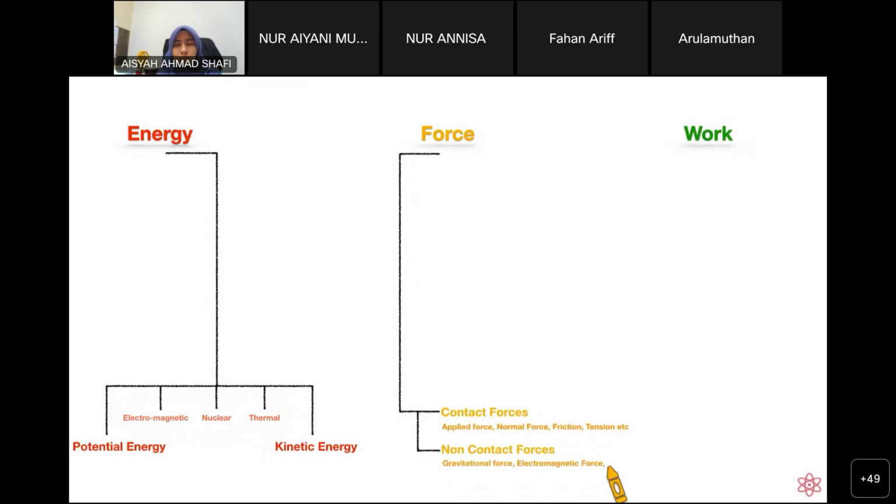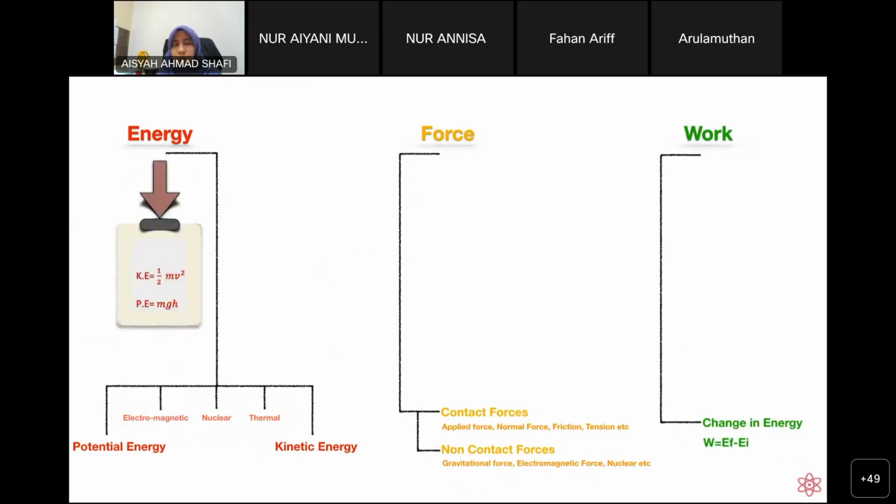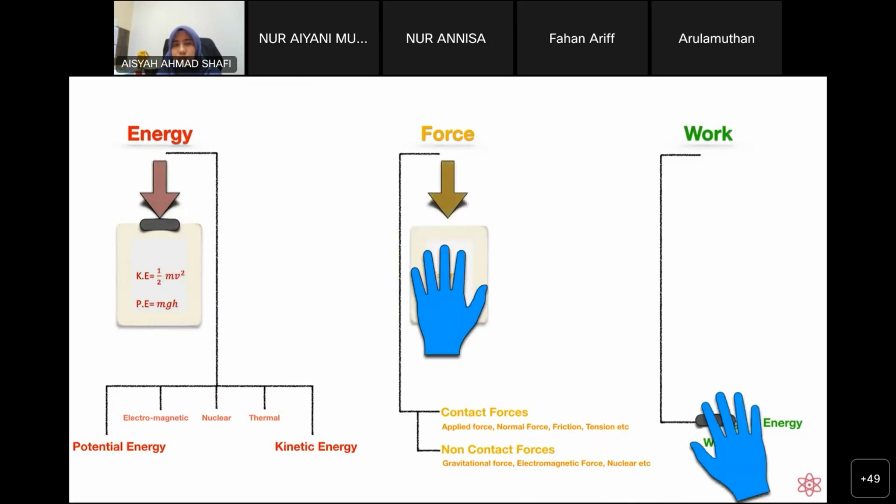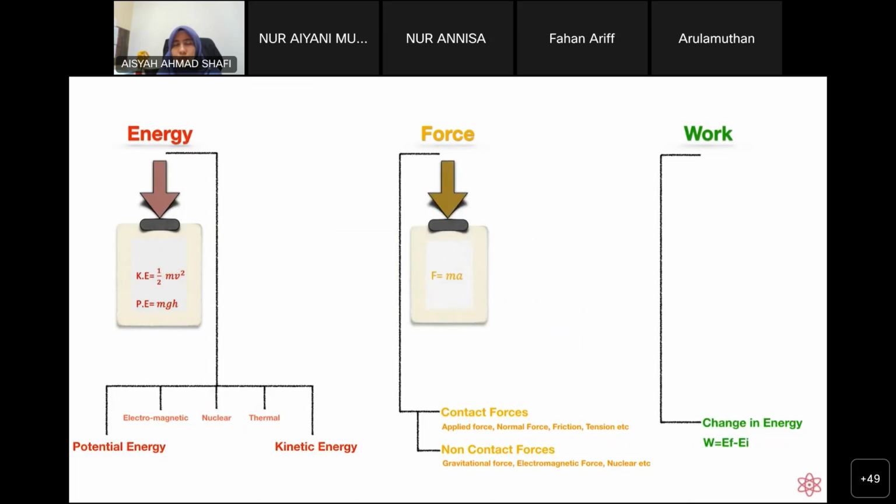Work, on the other hand, is equal to change in energy and has no further form or type. By definition, kinetic energy of a moving object is equal to half of its mass times its velocity squared, while potential energy of a stationary object is equal to its mass times gravitational acceleration times height from the surface of Earth. While we know force is the product of mass and acceleration, and work is defined as force times displacement.